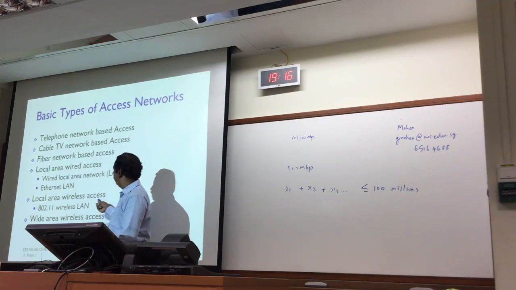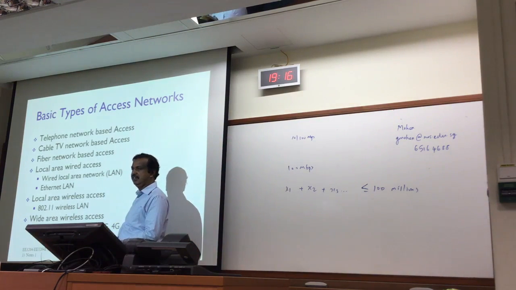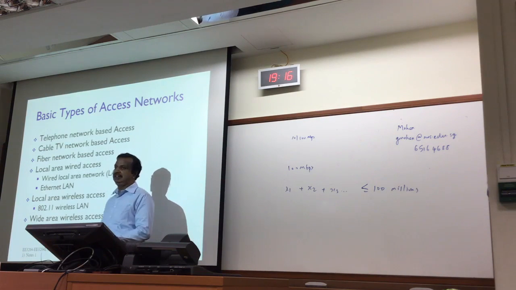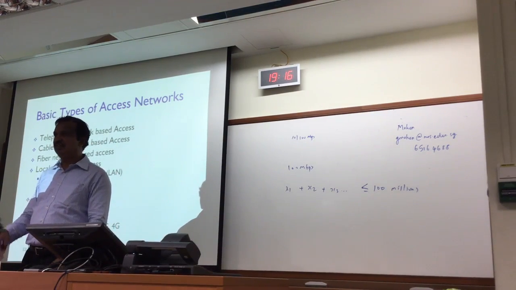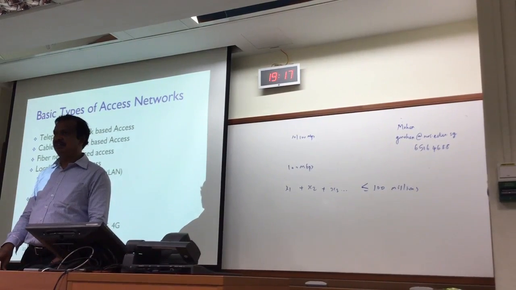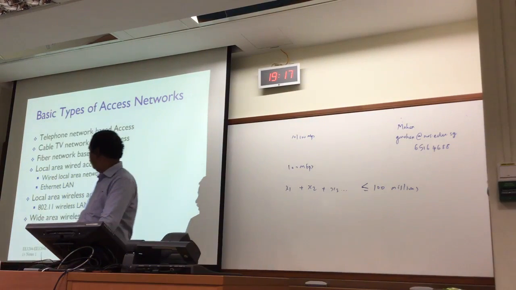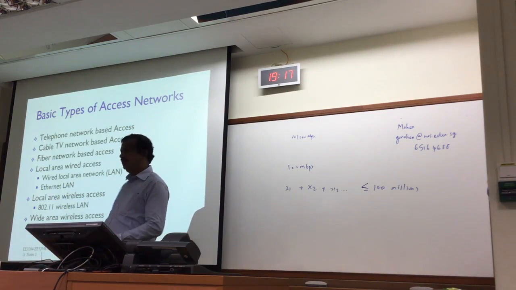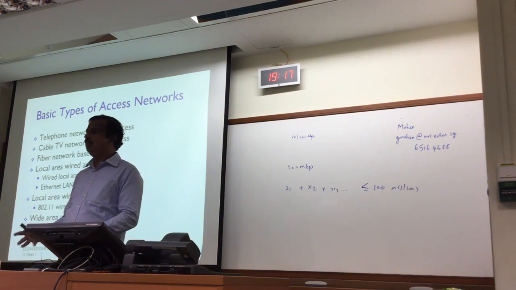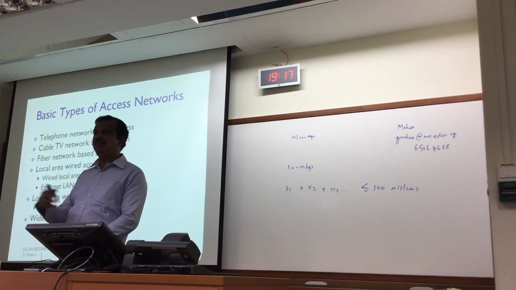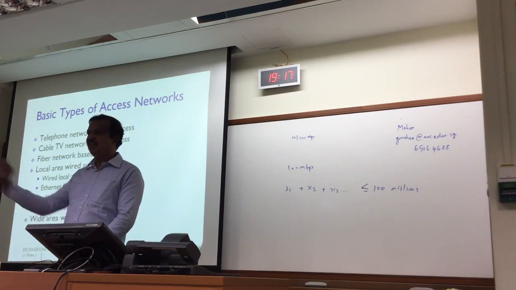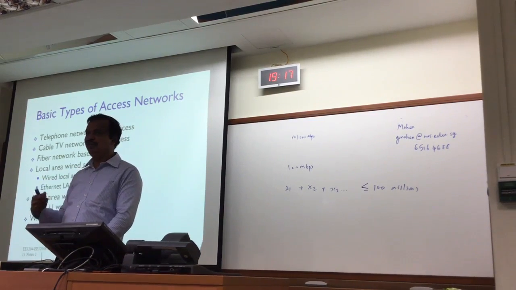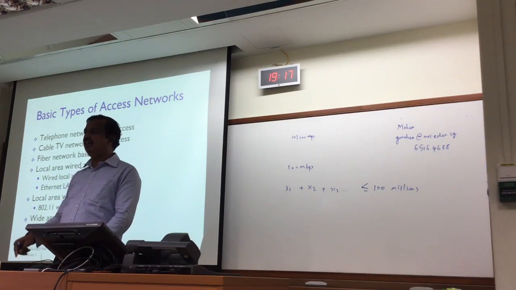Next, local area wireless access. There is another way of accessing the network. 802.11 wireless LAN, Wi-Fi. Maybe better you call it Wi-Fi. Wi-Fi everybody knows. Okay, that's also a wireless access network. We also have wide area wireless access. That's basically cellular mobile network. So these are the different ways by which we have access to the internet. Okay, we have access to the first router to which your host is connected. So that they all form the access networks.